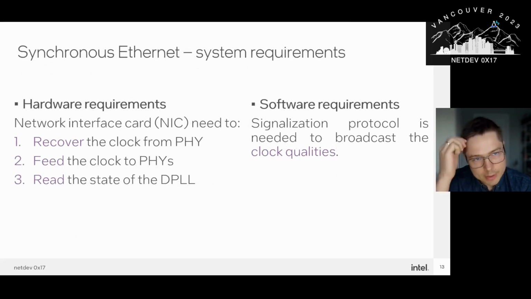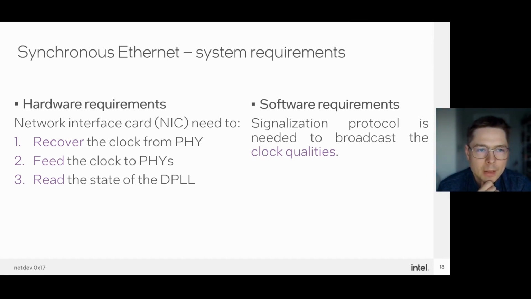As mentioned earlier, there are some system requirements to enable the SyncE. First, there are some special hardware requirements. The network interface card needs to be able to recover this clock signal from the Ethernet PHYs and feed it back to other PHYs. And also we need to be able to read the state of the internal DPLL. There is also a software requirement to be able to understand which port is the best to choose for the clock recovery. SyncE needs to know the quality of the clock which drives this link on the other side of the wire. So some kind of synchronization protocol is needed.